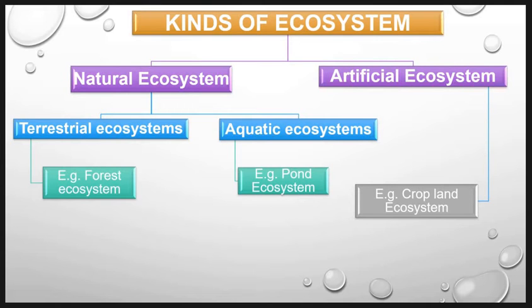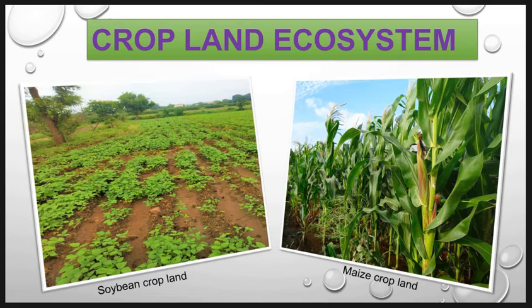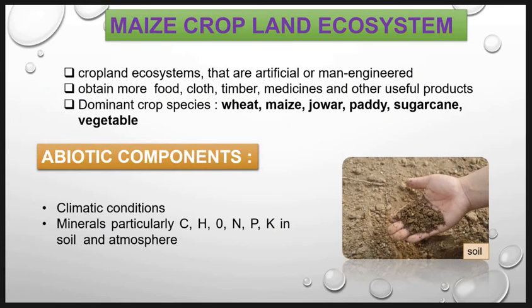An example of artificial ecosystem is cropland ecosystem. Cropland ecosystem is an example of artificial ecosystem. This photograph shows the soybean ecosystem and maize ecosystem. These are examples of cropland ecosystems. Then we start with maize cropland ecosystem.